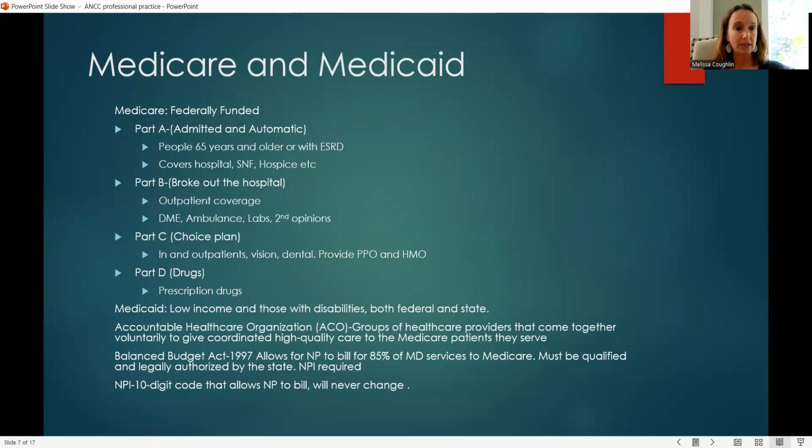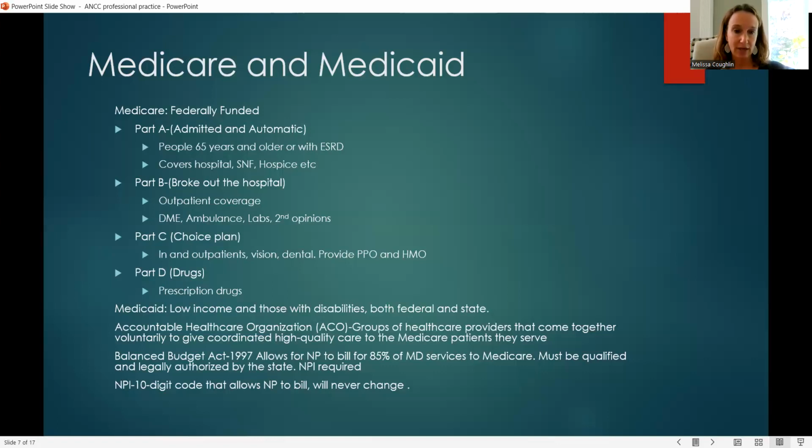And Part C is your choice. So that's inpatient, outpatient, PPOs and HMOs. I believe it's vision and dental as well. And then Part D is for drugs. So those are prescription drugs. Medicaid is for those with low income and disabilities, and that's both federal and state funded.